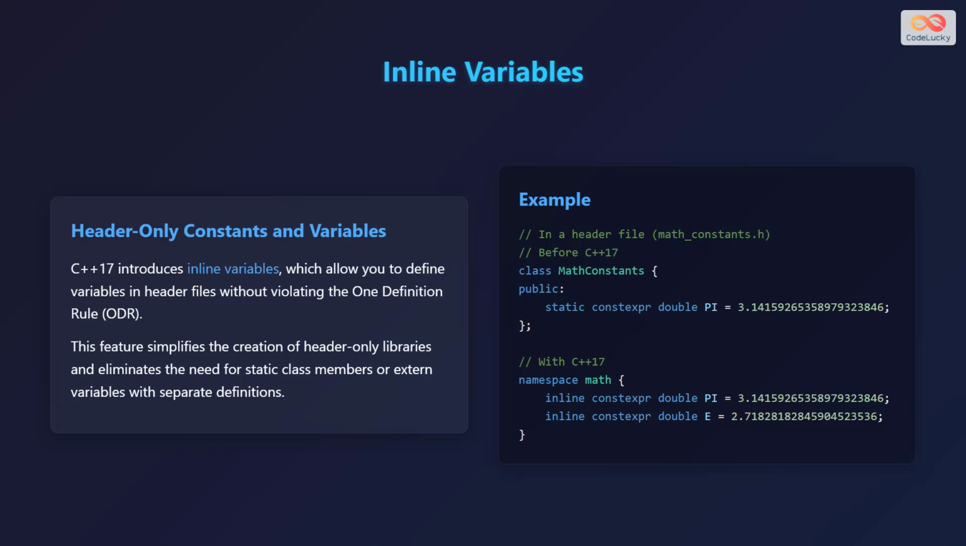Let's discuss header-only constants and variables. C++17 introduces inline variables, which allow you to define variables in header files without violating the one definition rule, also known as ODR. This simplifies the creation of header-only libraries and eliminates the need for static class members or external variables with separate definitions. The example demonstrates how inline variables can be used to define math constants directly in a header file, avoiding the need for a separate source file.